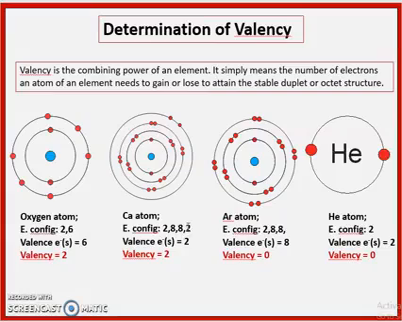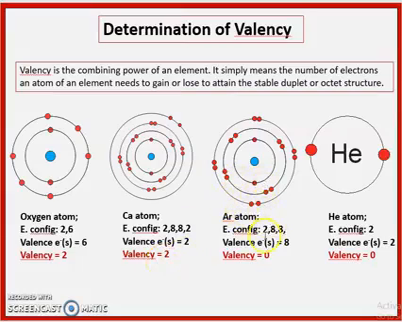Then to lose 2 electrons and to gain 6 electrons, which one is easier? You see, to lose 2 electrons would be easier than to gain 6 electrons. Therefore, calcium normally loses 2 electrons whenever it's entering into combination. Therefore, the valency of calcium is 2.